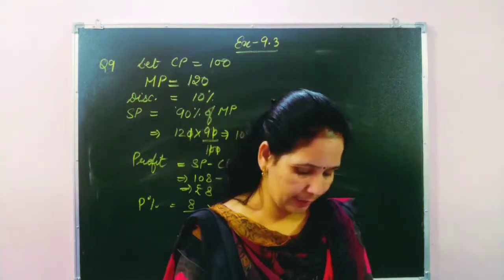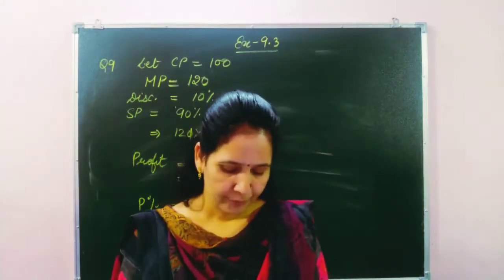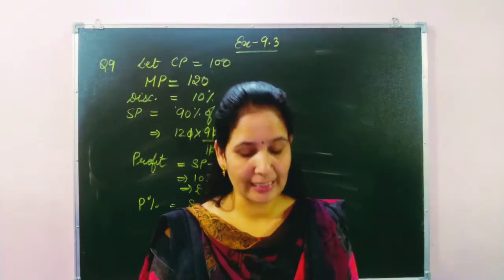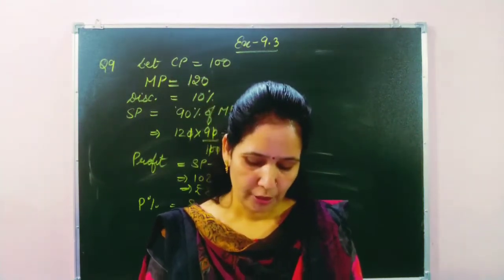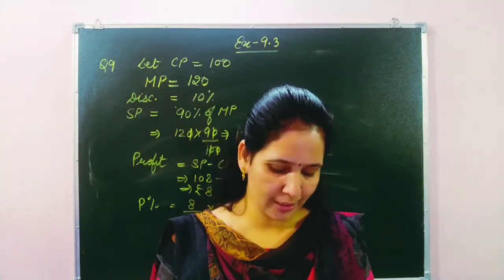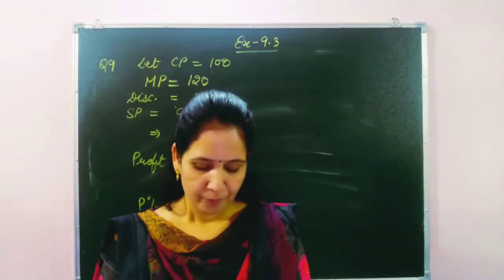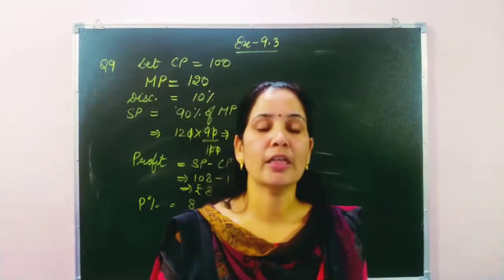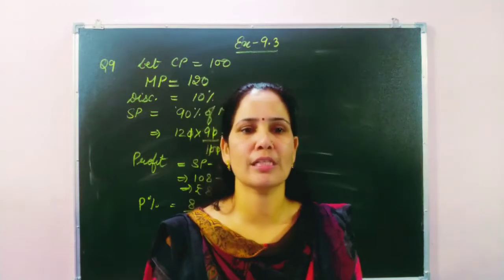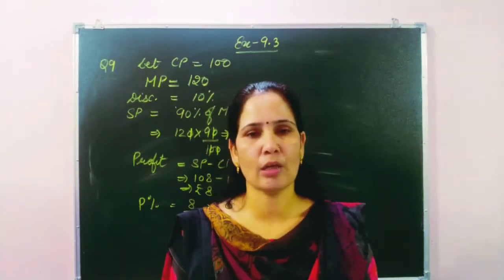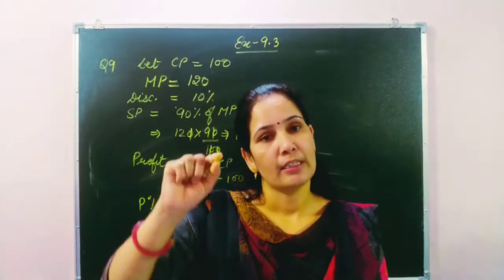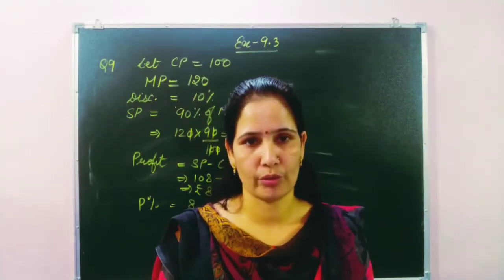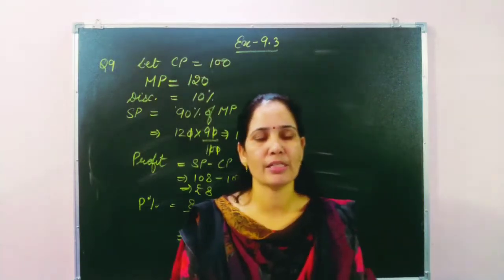Now question number 11. A silk sari listed at rupees 3,250 is sold at a discount of 10%. Due to the festive season, a further discount of 20% is offered. Find the selling price of this sari. Students, whenever they give one discount and then again give another discount, this is called successive discount. And how do we calculate this successive discount?